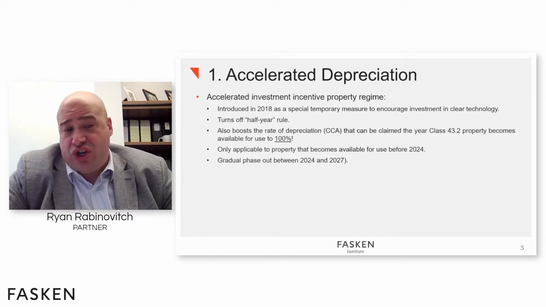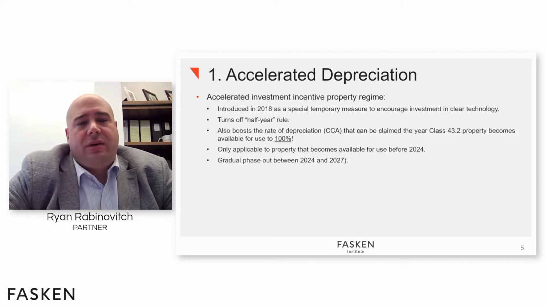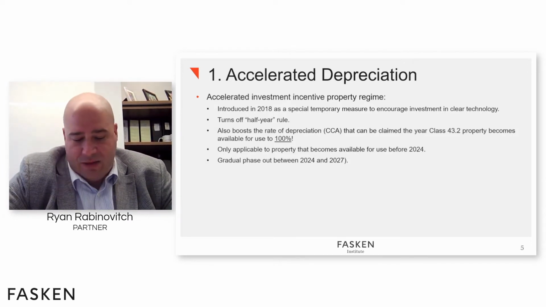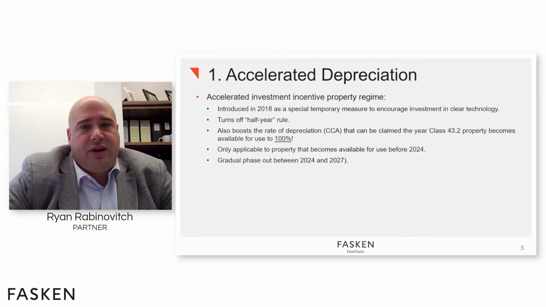This regime is, as I said, temporary. It's only applicable to property that becomes available for use before 2024. So we have 2 more years of it. So it's a nice leadway, but it's important to note that it's not forever.